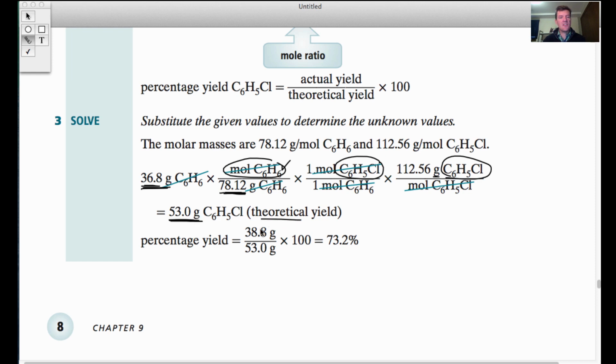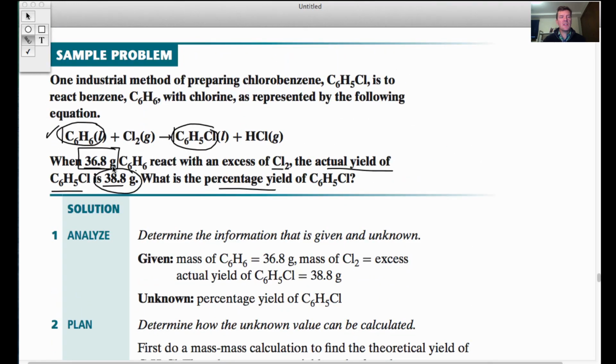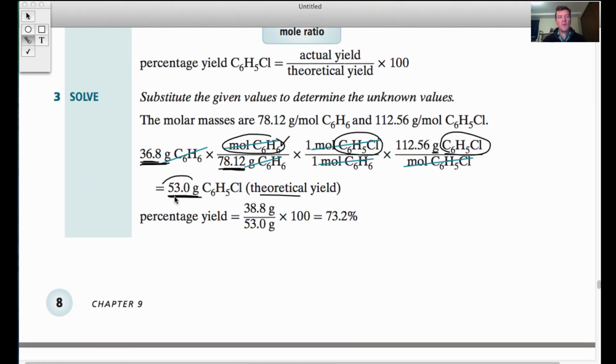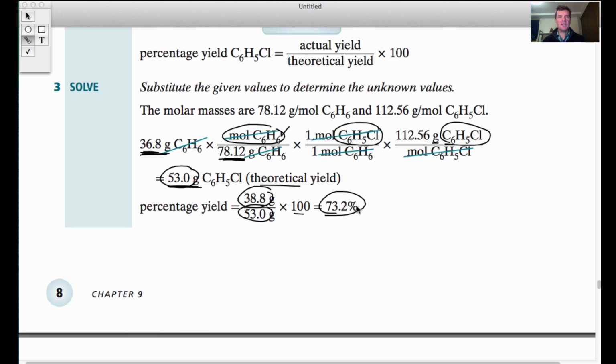Did we actually get that? No. According to the problem, we didn't get that. We only got 38.8. So we thought we were going to get 53, but we only got 38.8. Divide those, multiply it by 100. We got 73.2% of what we thought we were going to get.